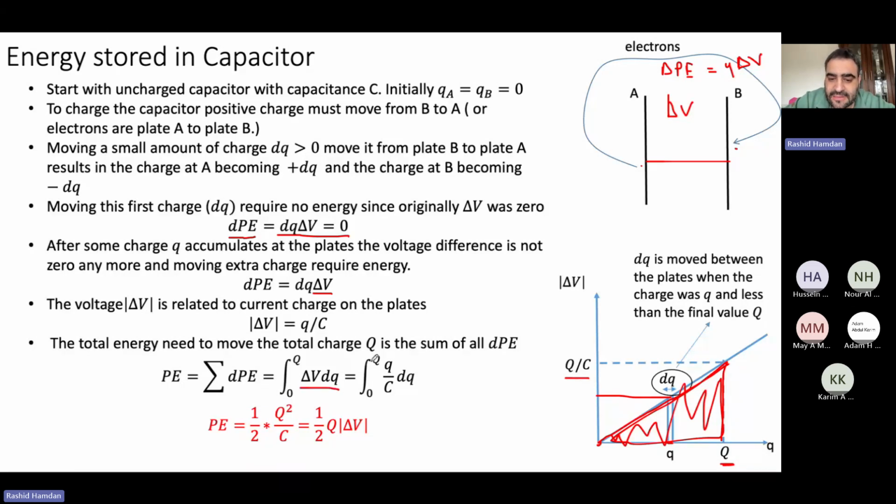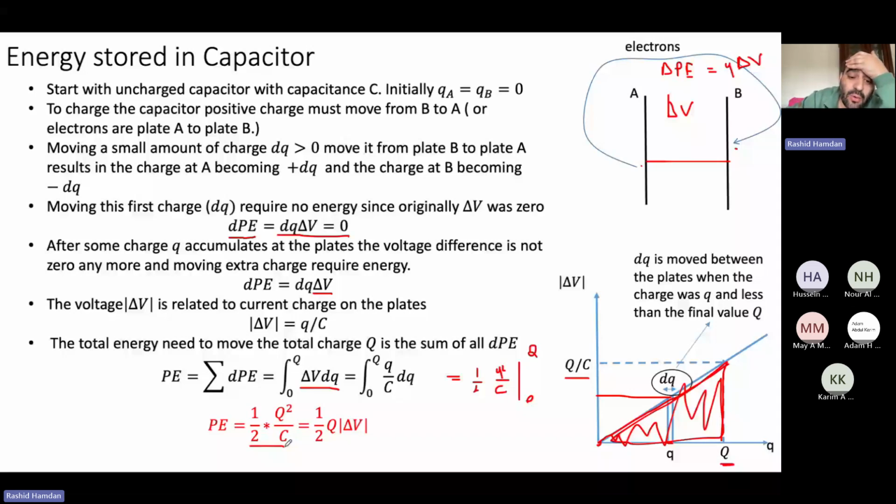Now delta V is Q over C. The integral of Q dq is one over two Q squared. Of course, the constant over C stays, and we take it from 0 to capital Q. So that is equal to one half Q squared, the total charge that I put on the capacitor, over C. Or I can write it as half Q delta V.